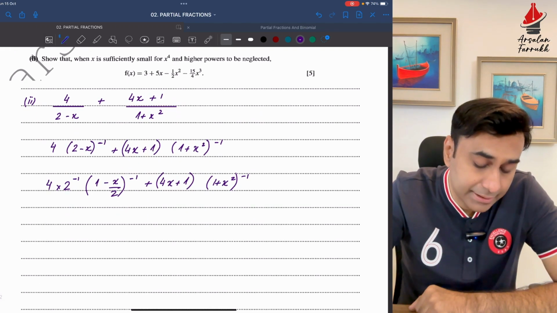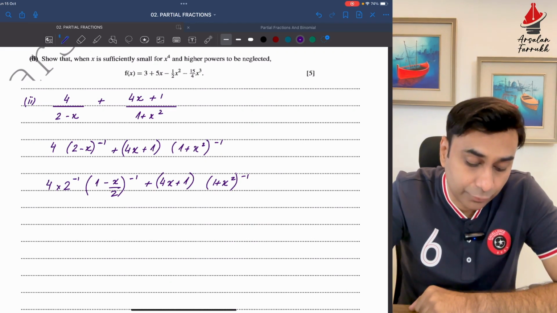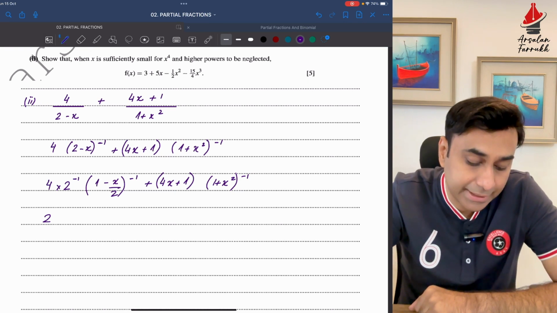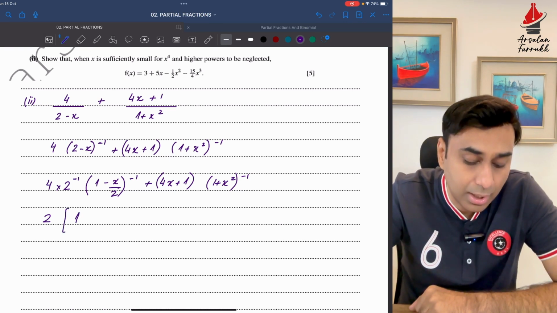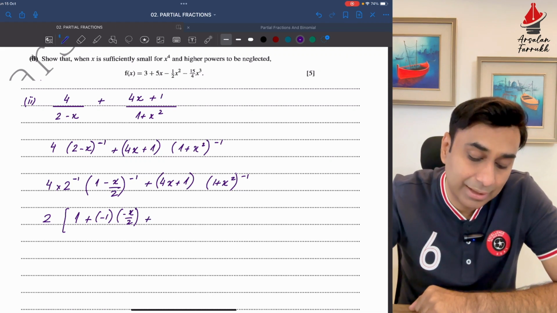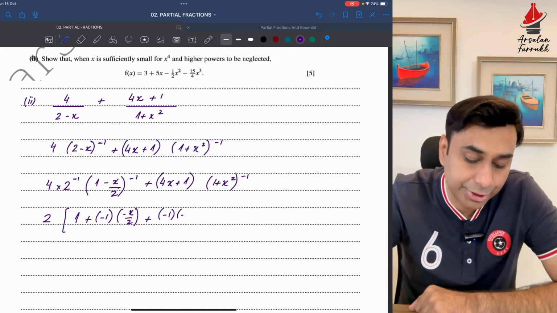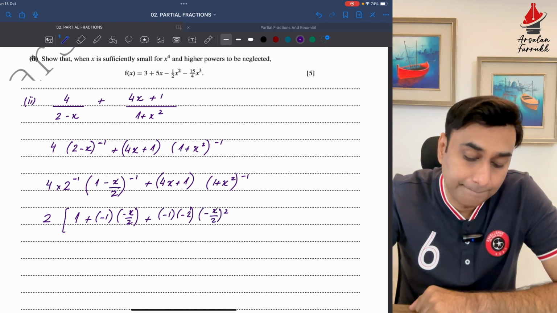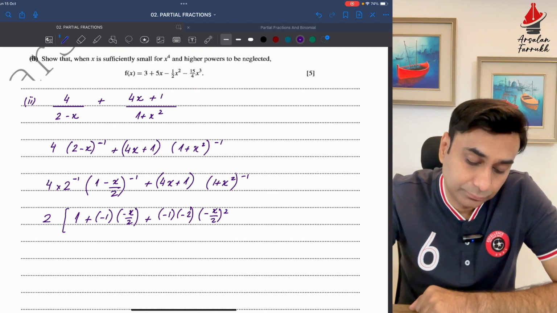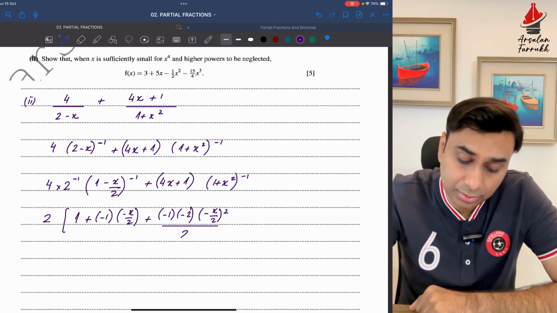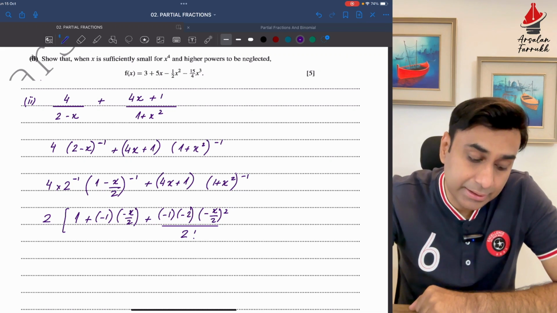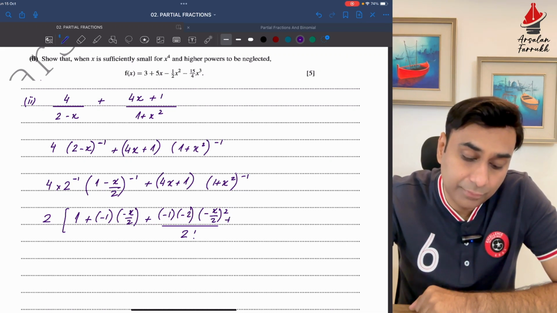Now I continue on with this. The first coefficient is going to become 4 upon 2. That simplifies as 2. I will do an expansion of 1 minus x by 2. So this becomes 1 plus nx, that will be minus 1 times minus x upon 2, plus n minus 1 minus 2, x squared, that's minus x by 2 whole square, divided by 2 factorial.